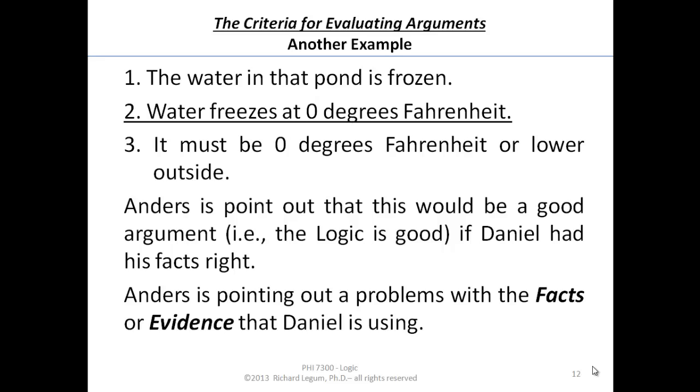The second statement is false. That's not the way things are. Water doesn't freeze at 0 degrees Fahrenheit. It freezes at 32 degrees Fahrenheit.